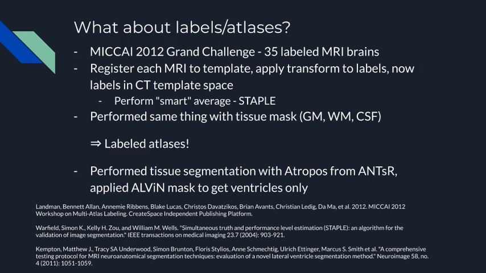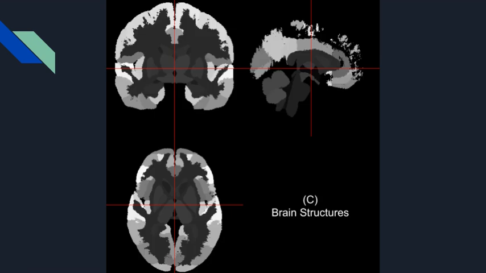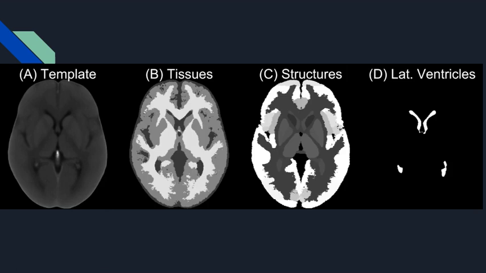To get just the ventricles, we performed a two-class segmentation using Atropos from ANTsR to get a segmentation of cerebrospinal fluid versus the brain, and then applied the Alvin ventricle mask to that to get an estimate of the lateral ventricles in the template. Here we see the estimated structures from the label fusion approach. These labels may be imperfect, but may be a good start for a coarse analysis. We additionally performed label fusion on the tissue class maps, providing a tissue class map for the template, seen in panel B. We masked the lateral ventricles, which may be of interest in analysis.